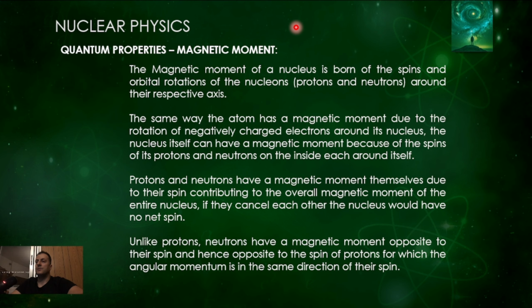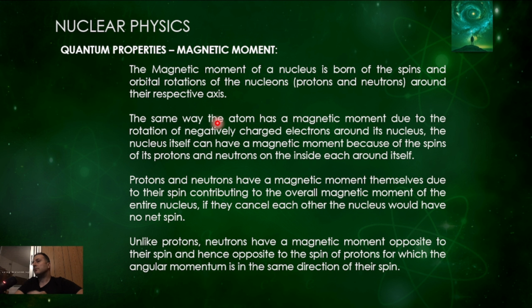Magnetic moment. So what is the magnetic moment? The magnetic moment of a nucleus is born of the spins themselves. As we mentioned, when you have a proton spinning around its own axis, it creates a magnetic field. That's why we talk about magnetic moment. The magnetic moment of a nucleus is born of the spins and orbital rotations of the nucleons, I'm sorry, which make up protons and neutrons, around their respective axes.